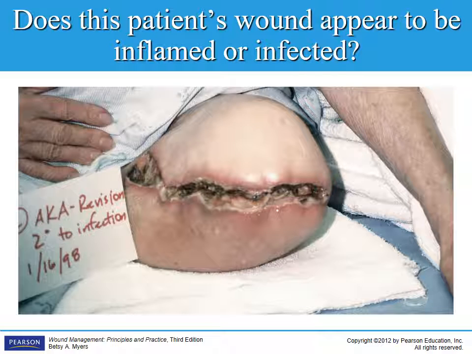Here's another example. Is this inflamed or infected? Well, the sign right there next to it says secondary to infection, so obviously. But let's look at all the different things that we talked about. You can see it's very edematous. You can see that there's a lot of redness around it, not only around the edges, but if you look at the bottom of it, there's redness that goes throughout. It's probably very painful, and obviously there's going to be a loss of function in this residual limb. And I'm guessing, again, it's warm to the touch.